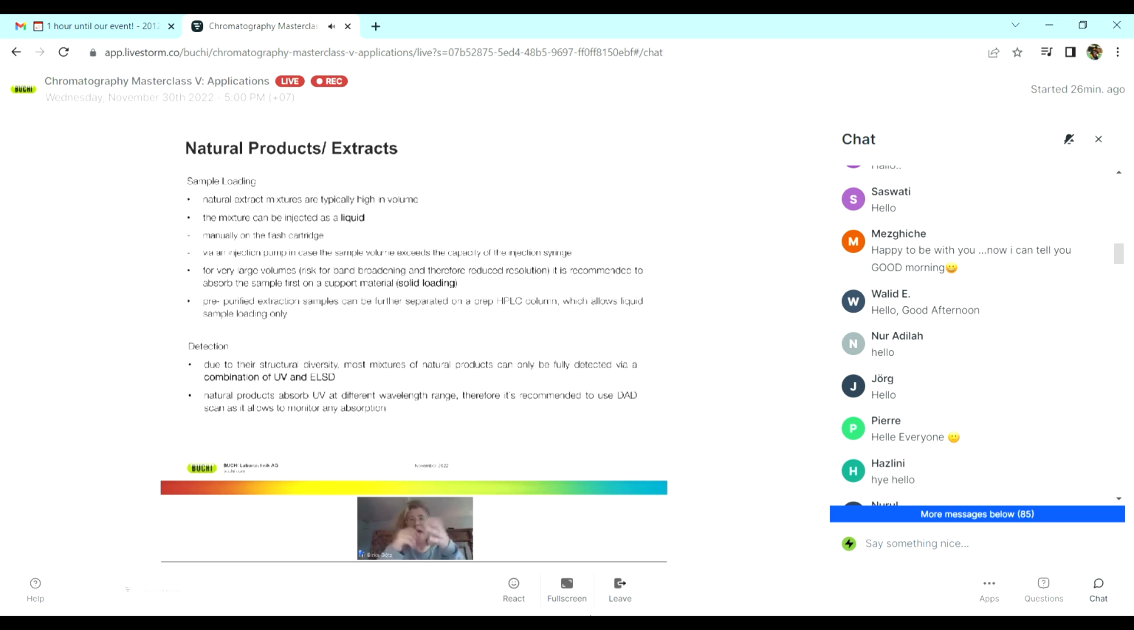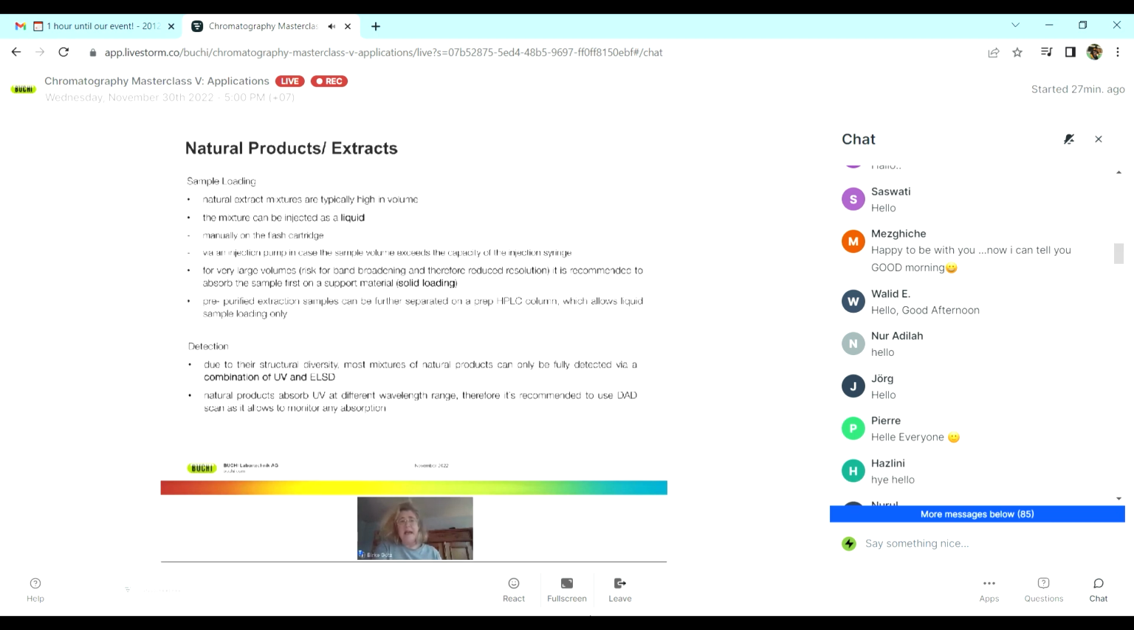You just adsorb your sample on the support material, typically silica. You evaporate your solvent and you place the sample in front of your flash cartridge. Afterwards, after flash, you would go for prep HPLC, and for prep HPLC it's only possible to do liquid loading.